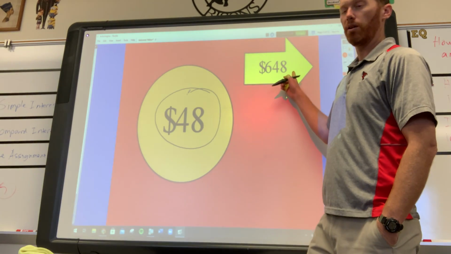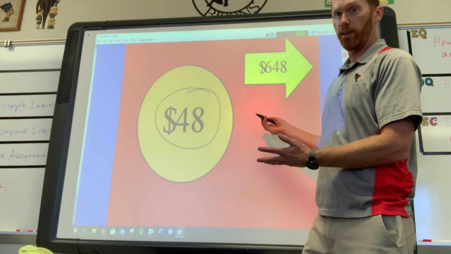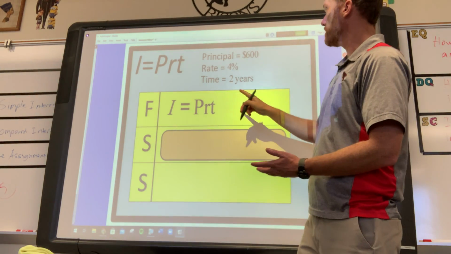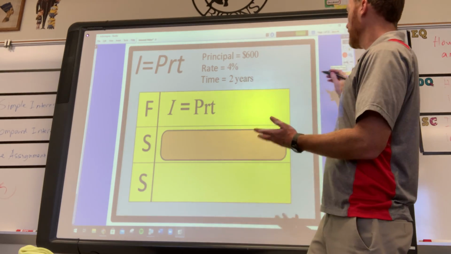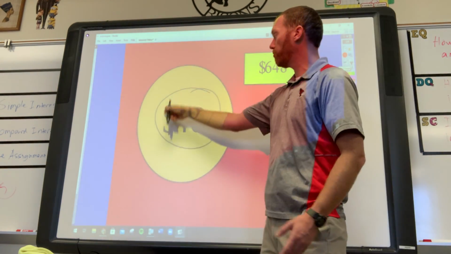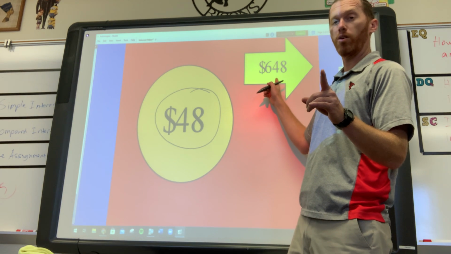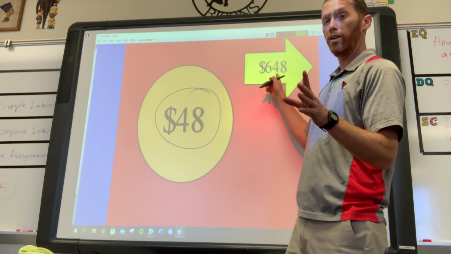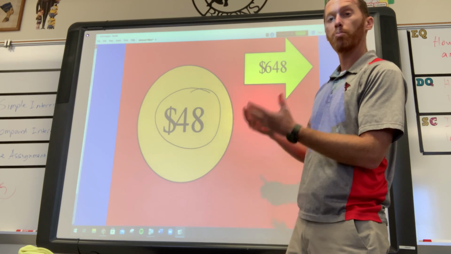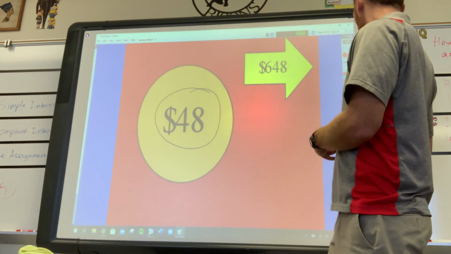But there's another number up here, and this number is your total amount of money in this story because you deposited $600 at 4% interest for 2 years. So at the end of 2 years, the bank paid you $48 in interest, but you have $648 in your account because this number right here is your total. It's the amount you started with, the principal, plus the interest, therefore 648.